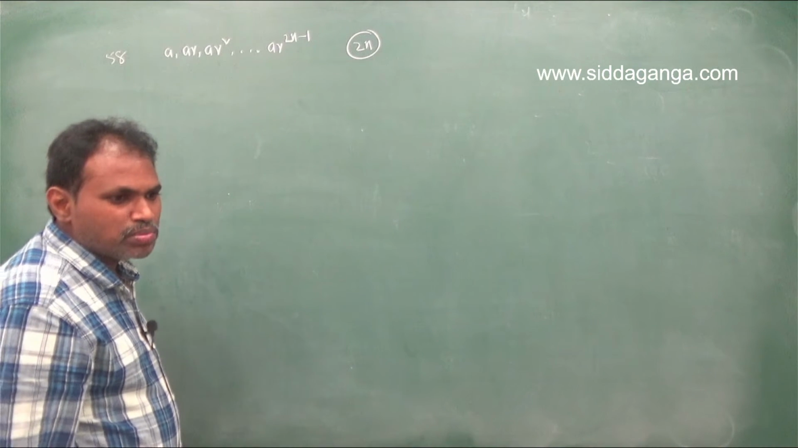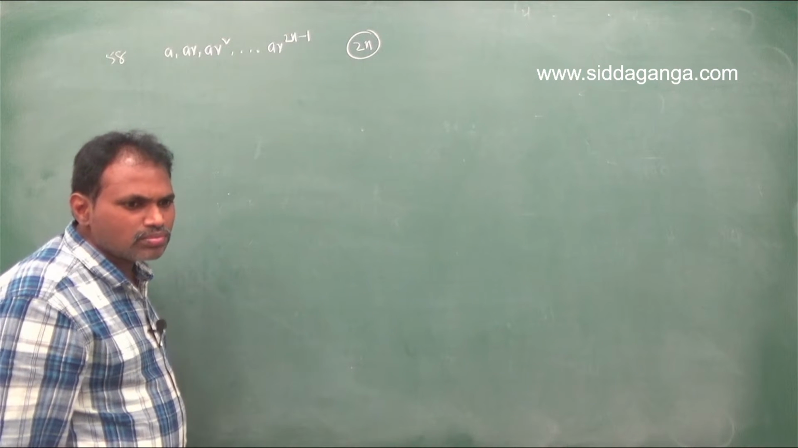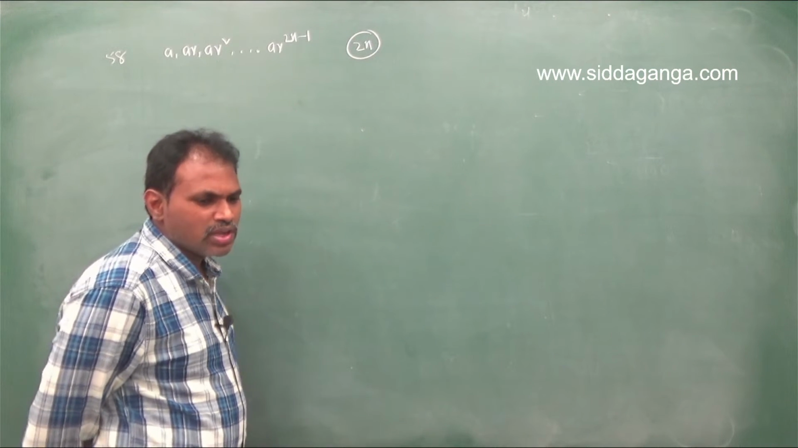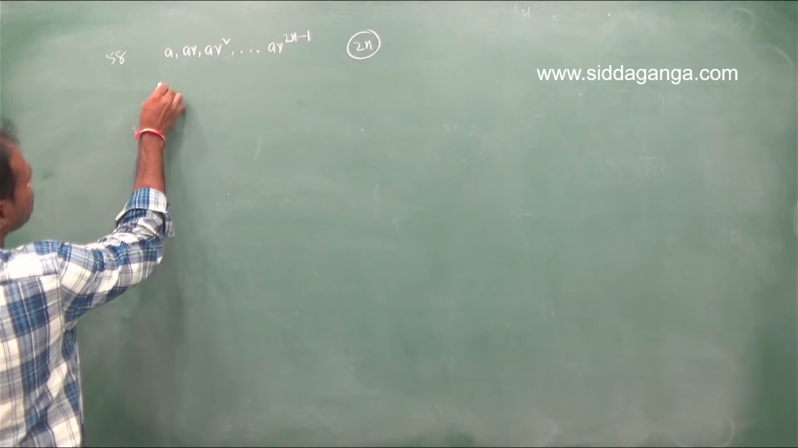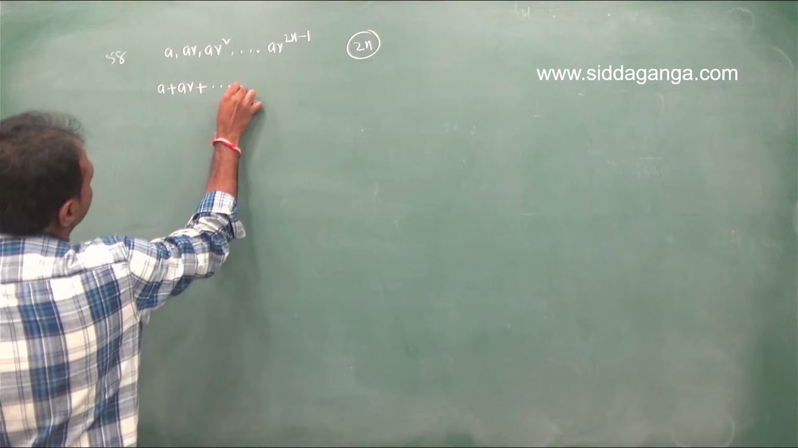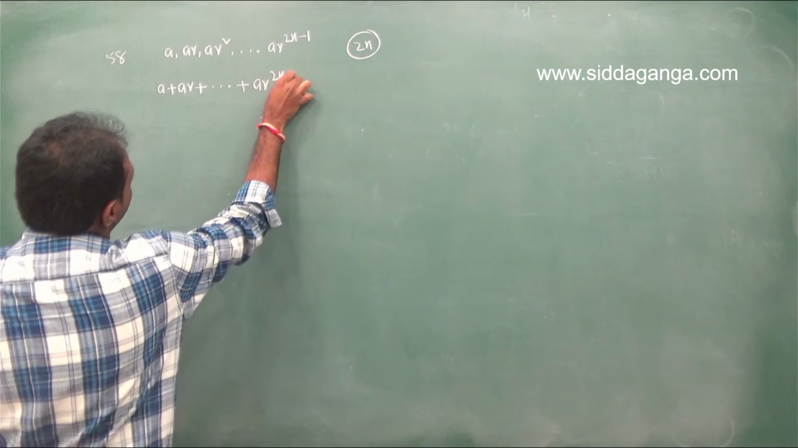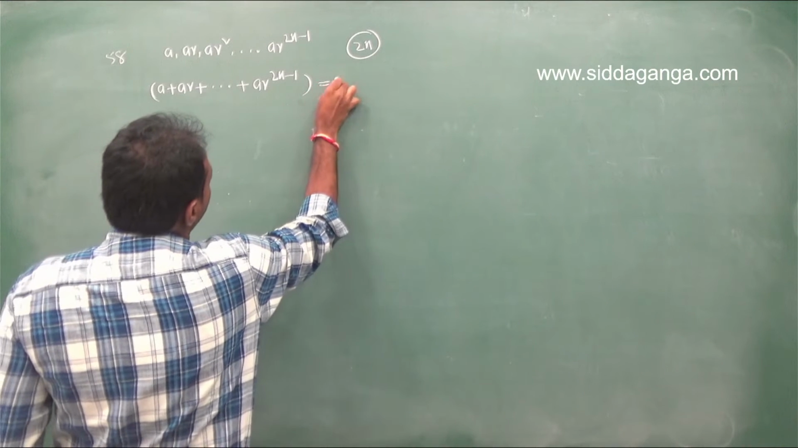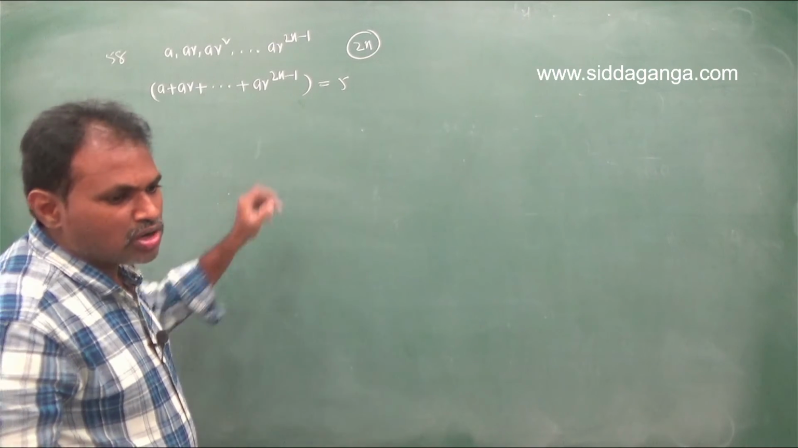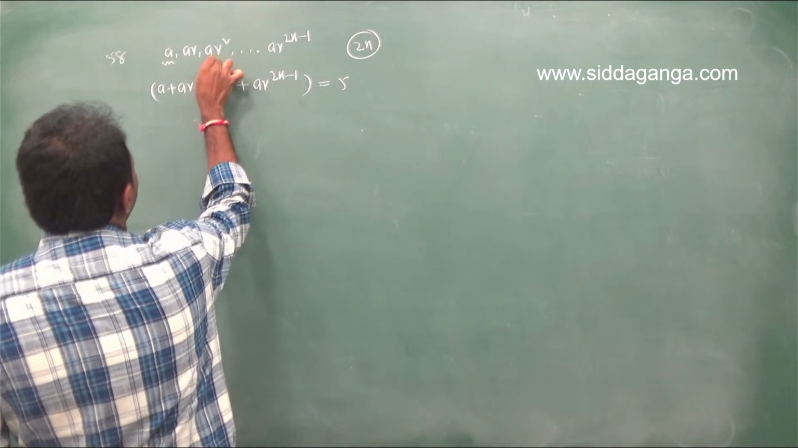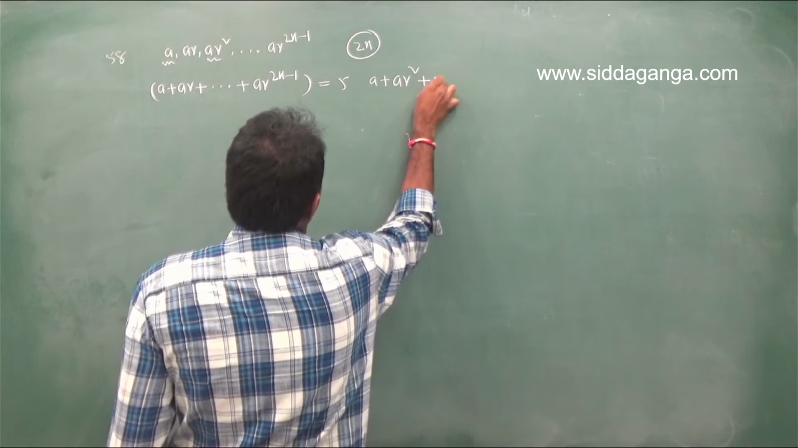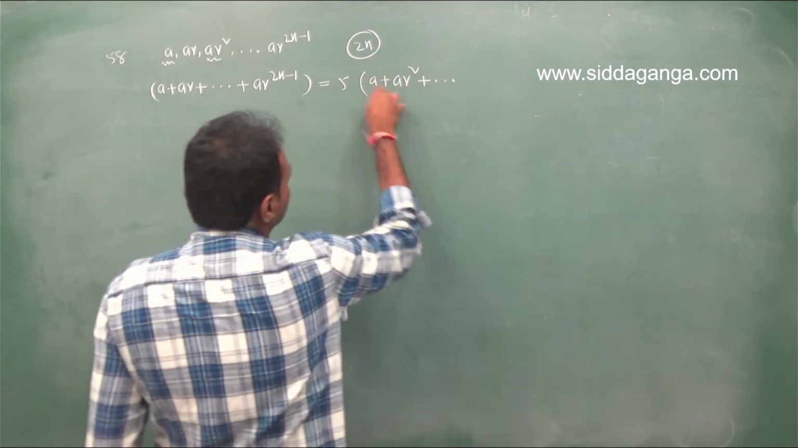Now, the sum of all the terms is 5 times the sum of the terms occupying odd places. The sum of all the terms means a plus ar plus ar square up to ar power 2n minus 1. It is equal to 5 times the sum of the terms occupying odd places. Odd places means a plus ar square plus, and so on.